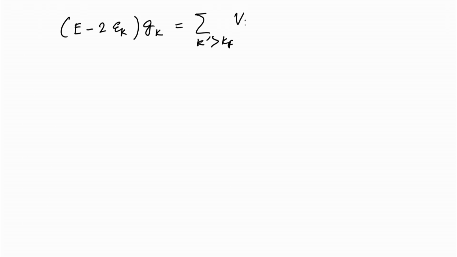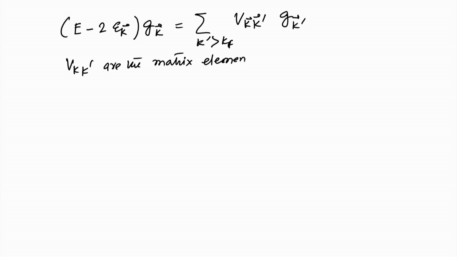And this is plugged into the Schrodinger equation. So, this is E minus 2 E k g k equal to the sum over k prime greater than k f of V k k prime g k prime. All these k's are of course vectors. So, V k k prime are the matrix elements of the interaction potential.